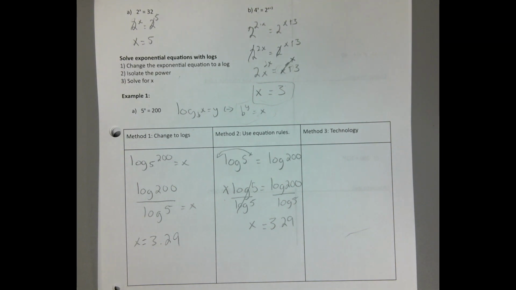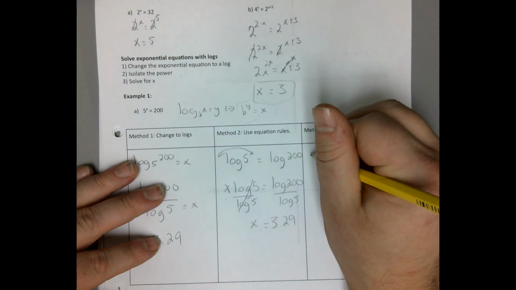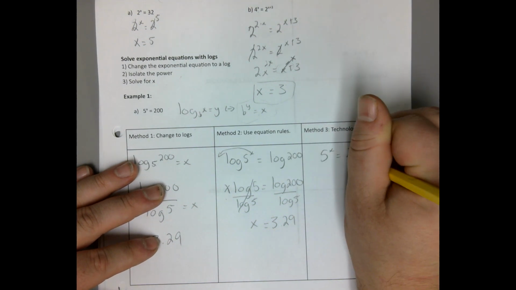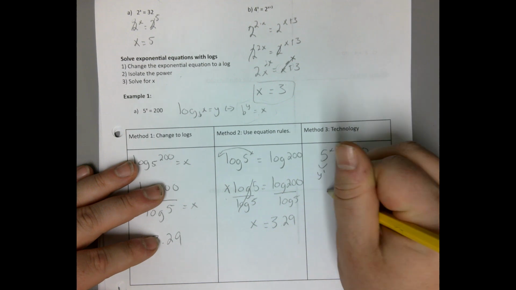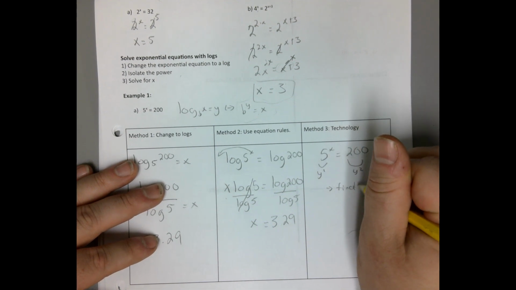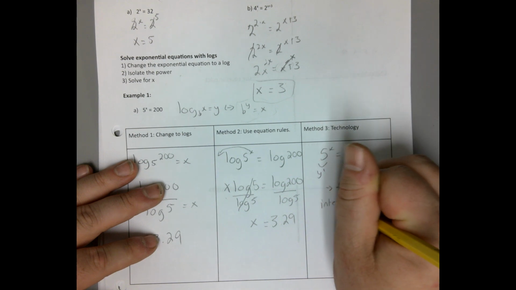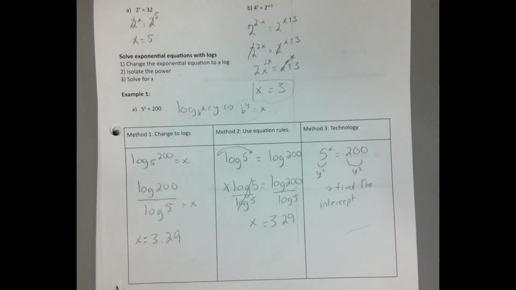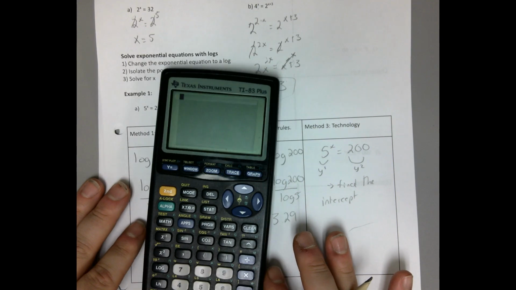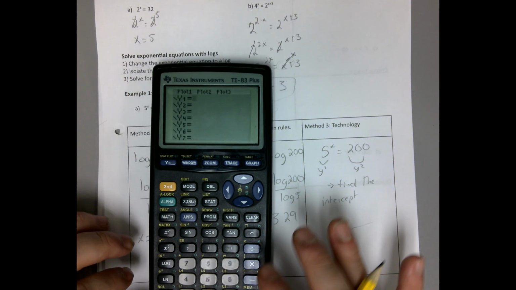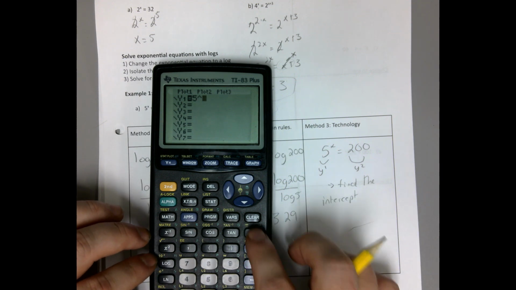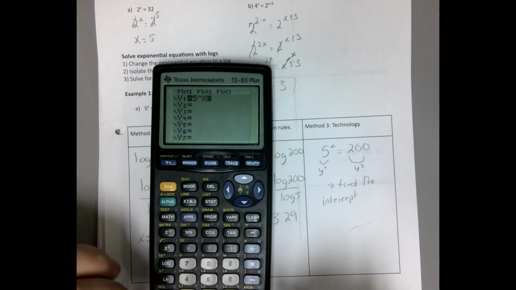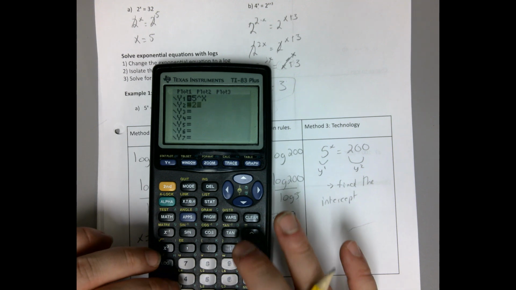Our third method is we can do this through our calculator. So remember when we have 5 to the power of x is equal to 200, what I can do is go to Y1, Y2, and then we're going to find the intersection, find where those two lines will intersect with each other. So on my calculator, what I'm going to do is go Y equals 5 to the power of x, using the power key. And then below here, I'm going to enter in 200.